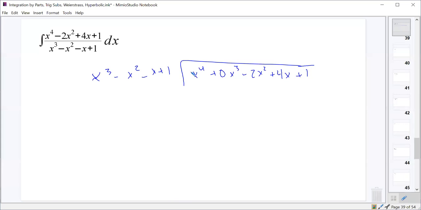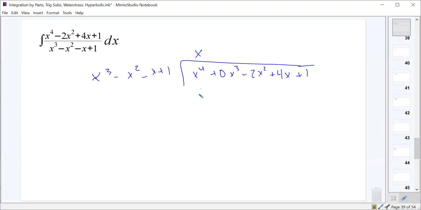And how many times does x cubed go into x to the fourth? Once. It goes in x times, right? x cubed times x is x to the fourth. You guys have done this sort of long division before, right? Back in Algebra 3 or honors pre-calc or whatever class you took. Okay. All right, x cubed times x gives us this x to the fourth.